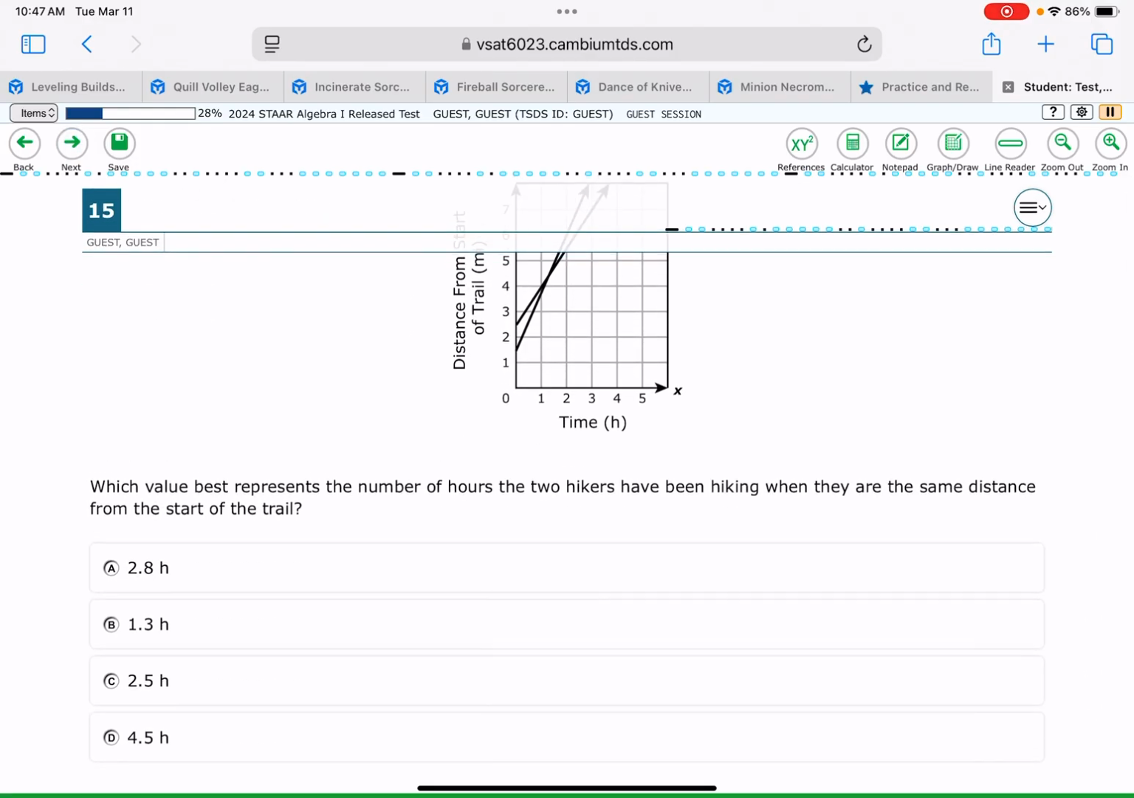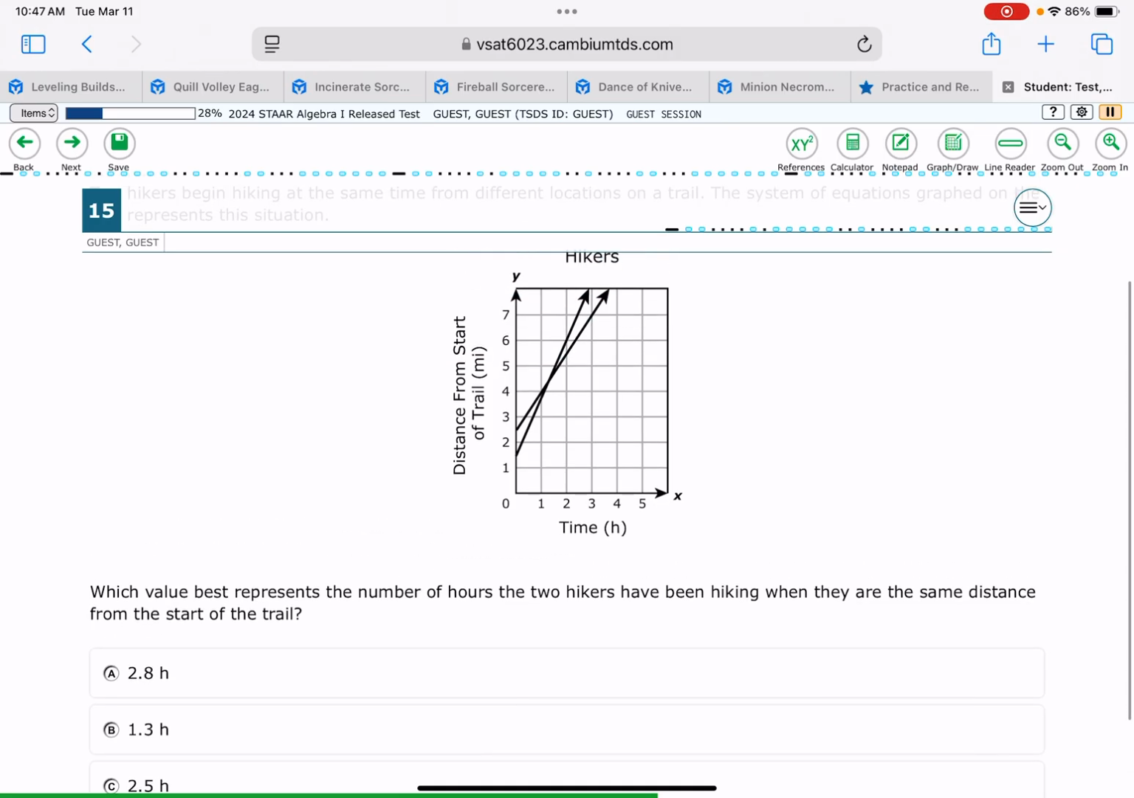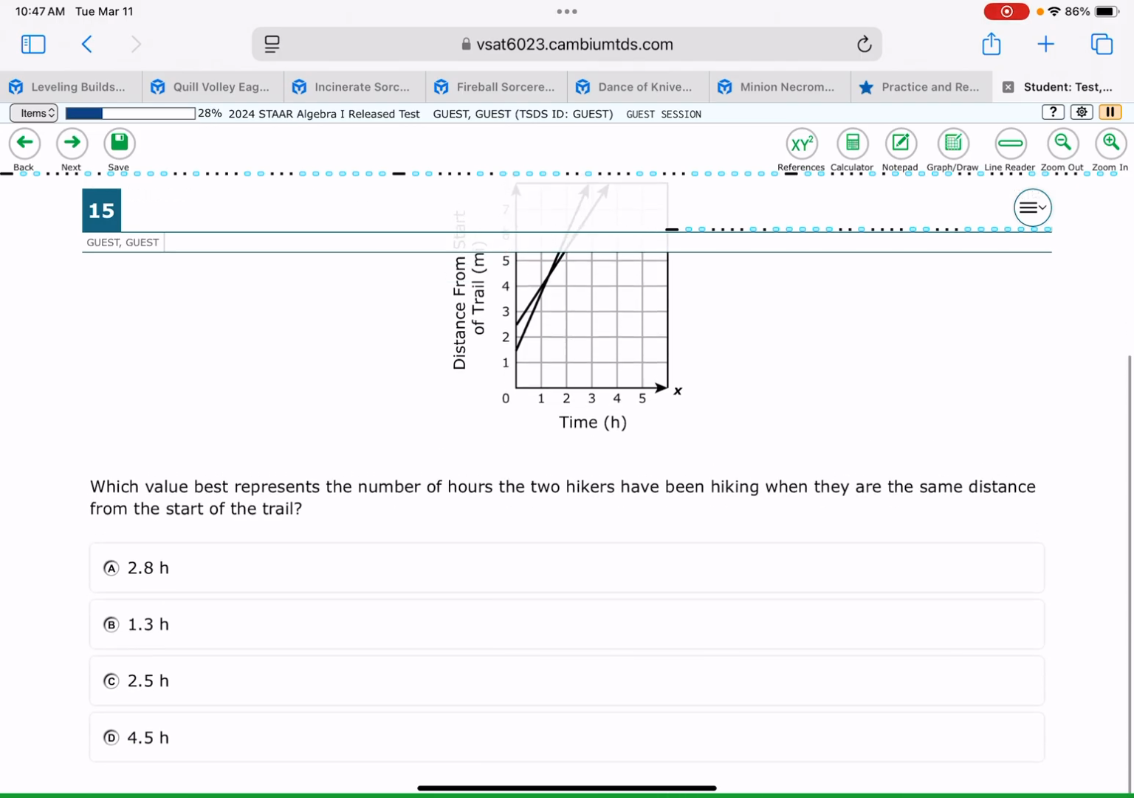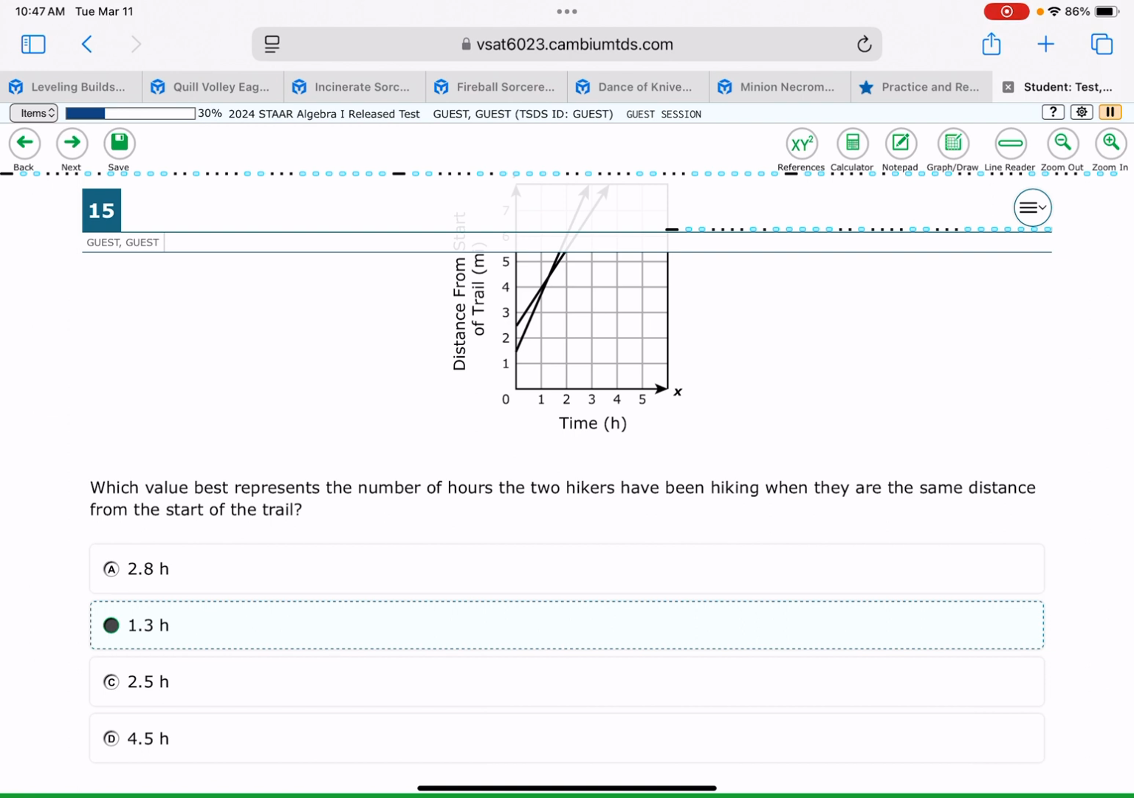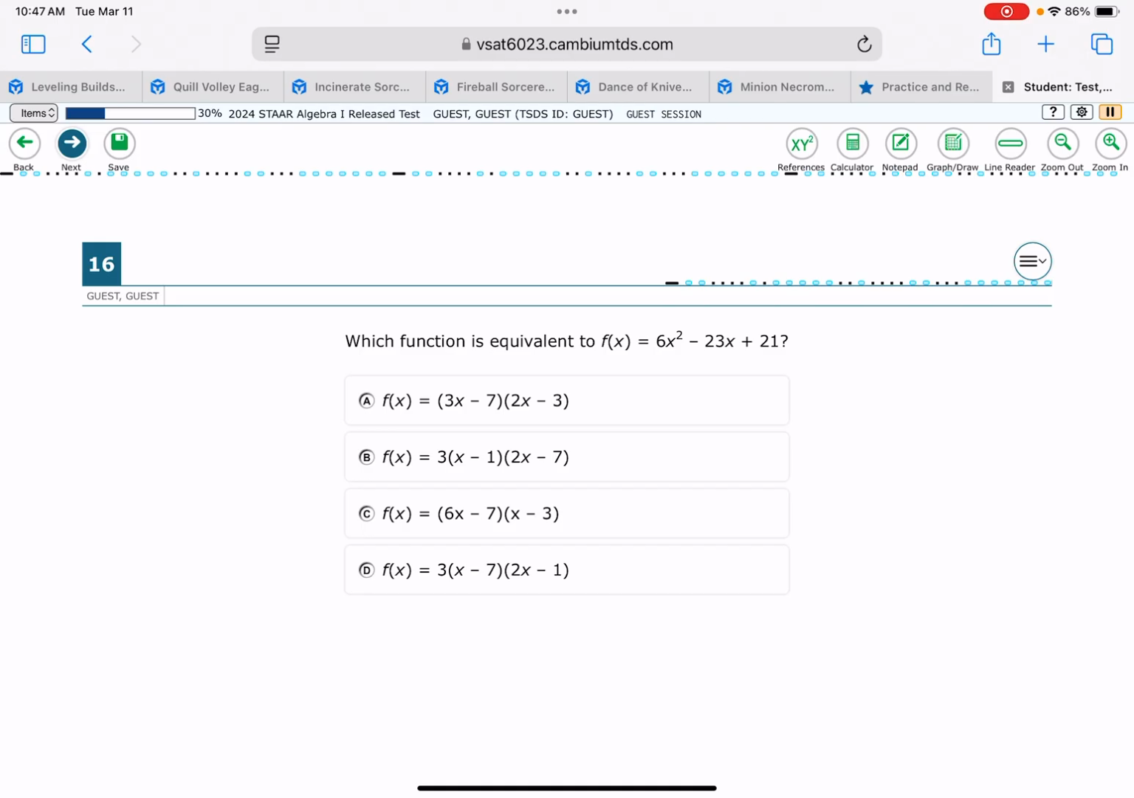Again, this says which graph value represents when the two hikers have the same distance at the start of the trail. So you're looking at where they intersect. That's between 1 and 2. The only answer choice it has between 1 and 2 is the 1.3. So that is, of course, our answer.